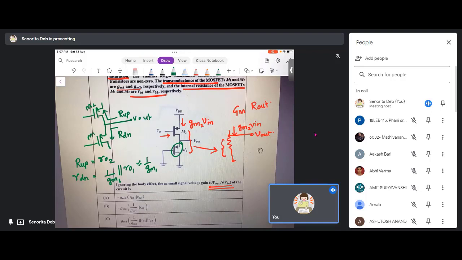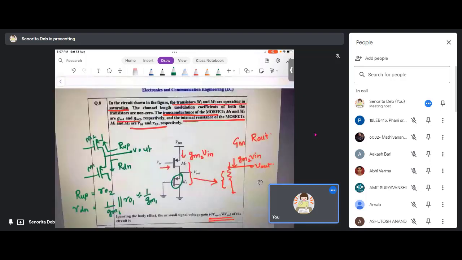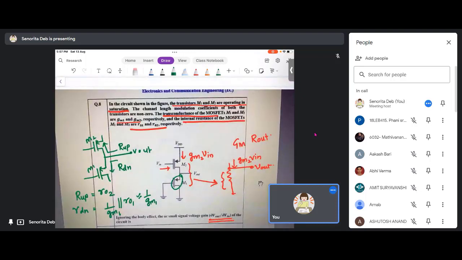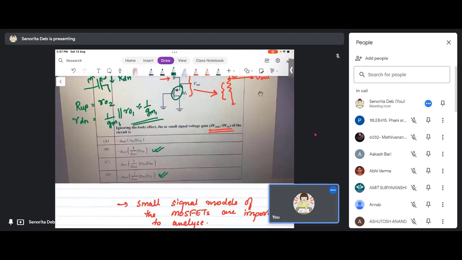So this analysis, if you want, I will do it in the next class. This can be approximated by 1 by GM1. Now in options, 2 of the answers are given, right? But there is no other information to support these approximations. So that's why your answer is option, this one has to be 1 by GM1, right?